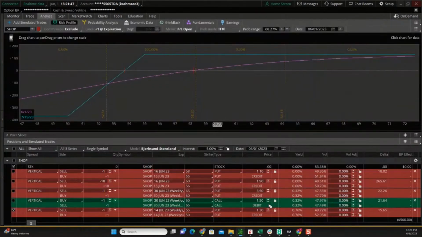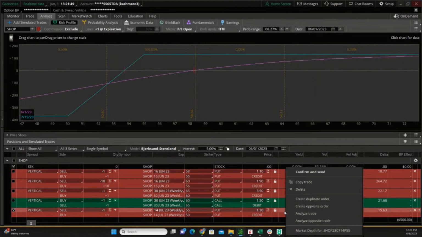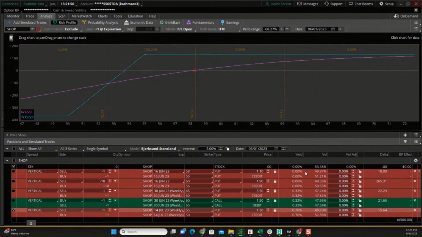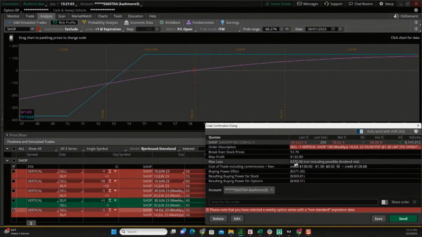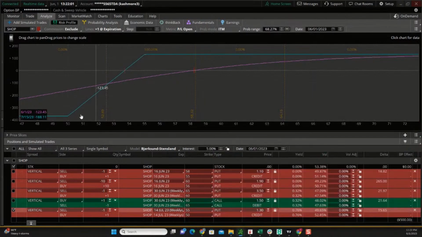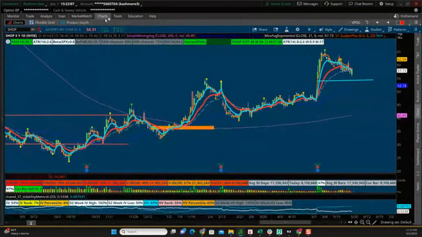I know whenever you see this, you're gonna think, "Oh my gosh!" Like if I was to right click and confirm and send, it's, "Oh my God, I'm risking 370 for 130." Yes, but you have a level where you want to stop out, and then we are further out in time, just enough to where, if it was to fall against us, our gamma exposure isn't overly done.